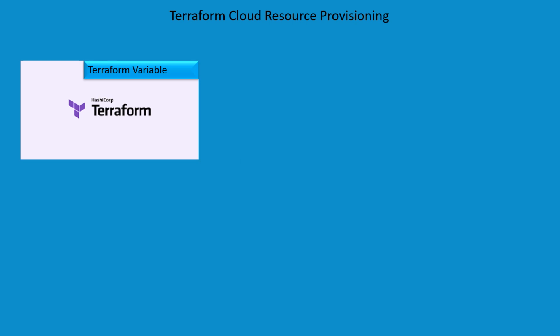Terraform variables basically allow you to parameterize your Terraform configuration so that you can reuse the same configuration in different environments with different values. Variables in Terraform can be defined in separate files with .tfvars extension, or they can be defined directly in the Terraform configuration file using the variable blocks. Let's get started and see all those demos live.